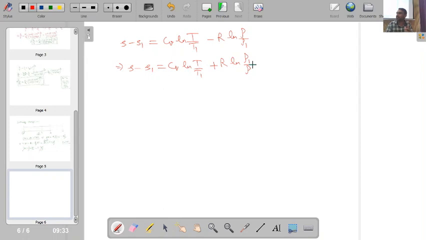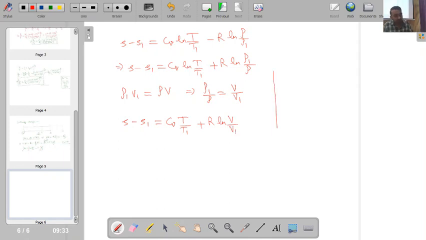So inside, I have swapped the terms. Now I know that rho 1 into V1 is equal to rho into V. This will be from my continuity equation. So from here I can write rho 1 by rho as nothing but V by V1. So from here I will get S minus S1 equal to Cv times ln of T by T1 plus R ln of V by V1.